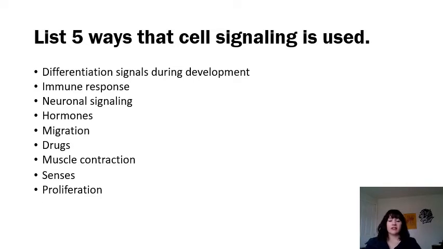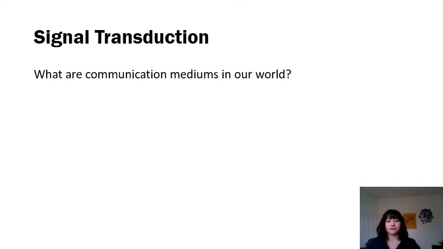If a cell is going to divide, often it receives a signal from the surroundings that tell it to divide, such as, hey, it's time to grow this organ, or hey, this tissue's been damaged, we need to regenerate it. So cell proliferation is induced by extracellular signals. So these are just a few examples, and your book provides a variety of different examples of cell signaling and why it's important in the cell.